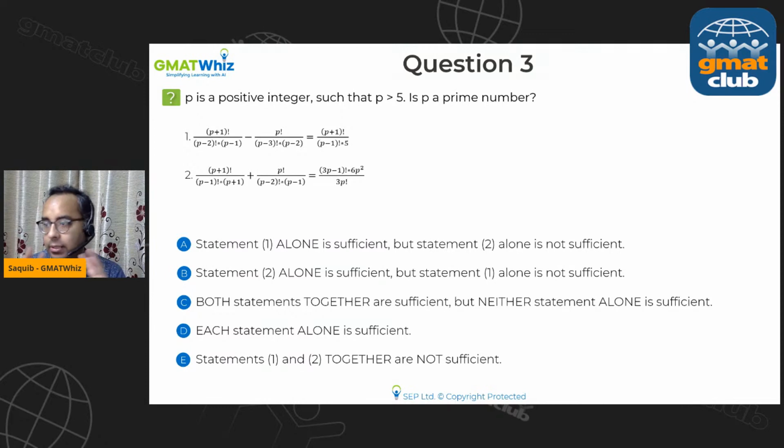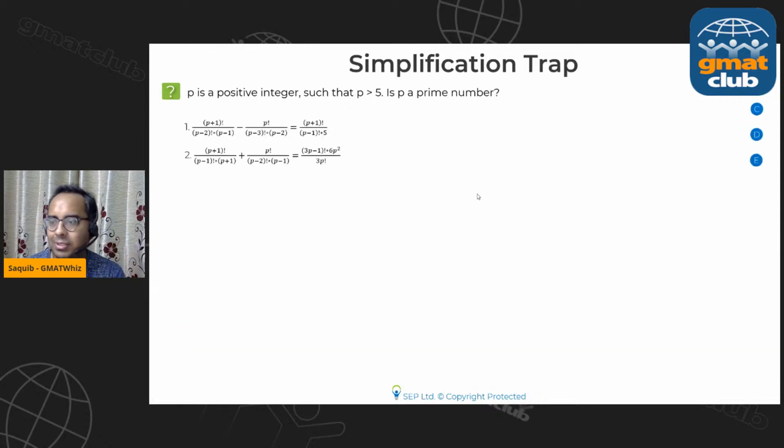Yes, Kaki, you're correct that in this case the trap I've set here is the simplification trap. Both the expressions look so similar that there is a good chance that after solving one of them, you might say, hey, the second one also looks the same, so let me not simplify it, I might end up getting the same answer. So let me mark the answer as option D.